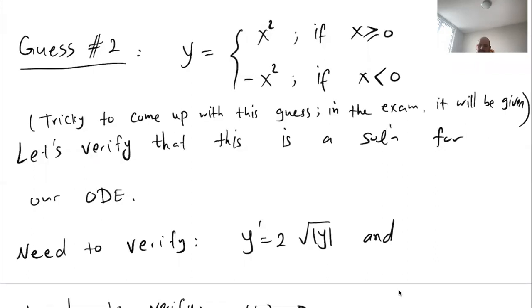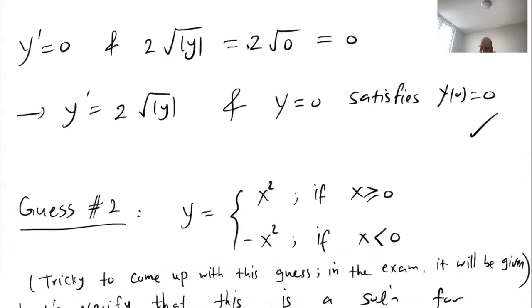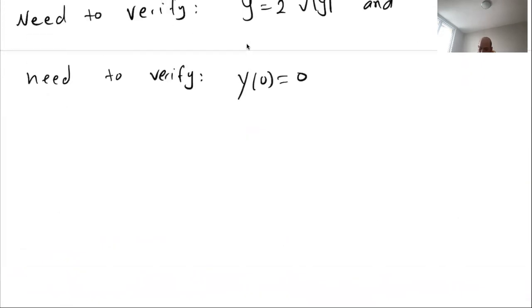Well, it's a piecewise function. For x bigger than or equal to 0, we have to use the first formula. For x less than 0, we have to use the second formula. So if x is equal to 0, we have to use the first formula. If we use the first formula and replace x with 0, the value of y will be 0 squared, which is 0. So this is obvious based on the formula for y.